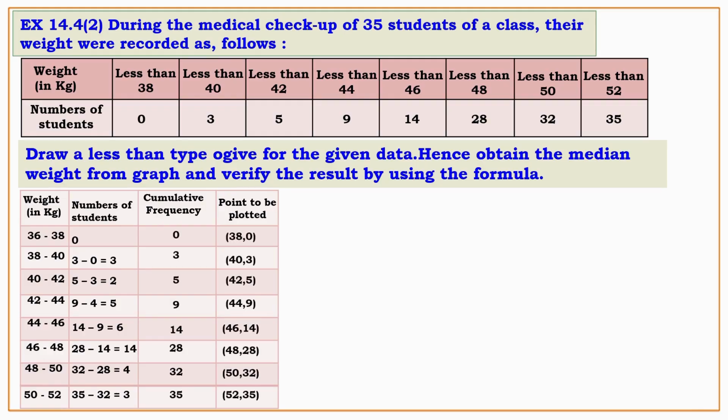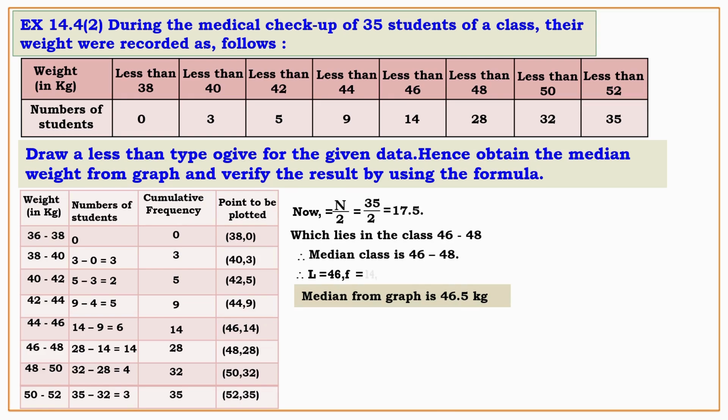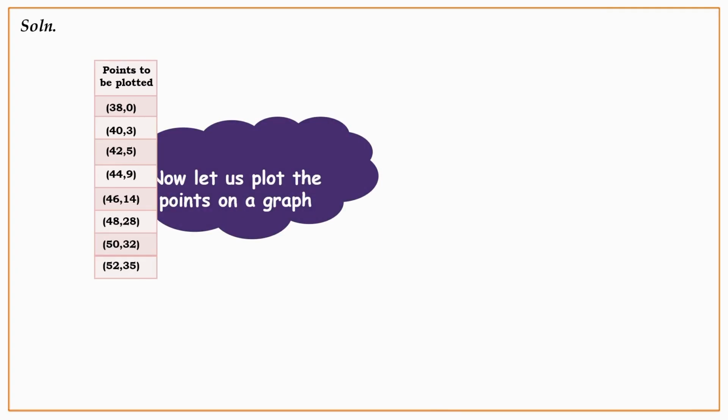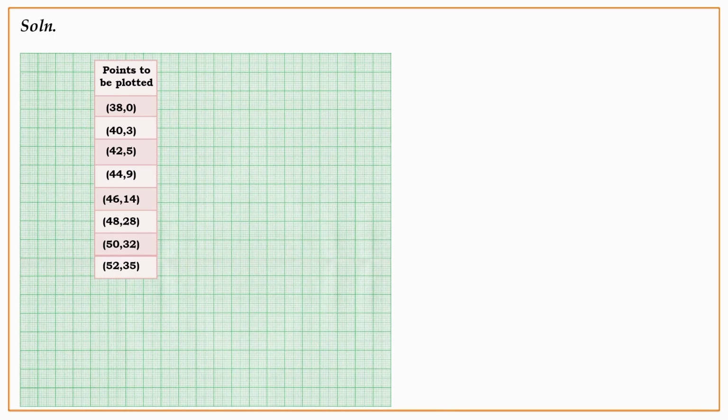Okay, now let's take the points. I already explained, in the less than type Ogive we have to consider the upper limit of the class interval as the x coordinate, and all the cumulative frequency will be the y coordinate, so those will be the points. This step we will see later on. First we will plot the graph. So the points we already got. Now let us plot the points on the graph.